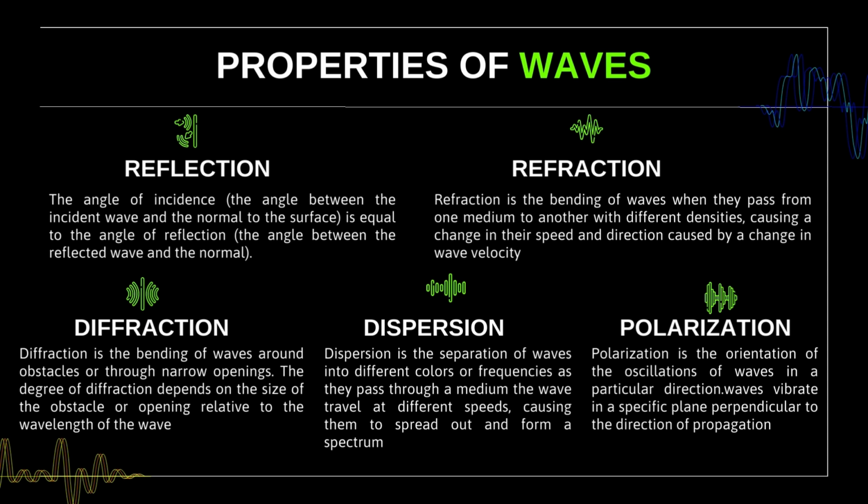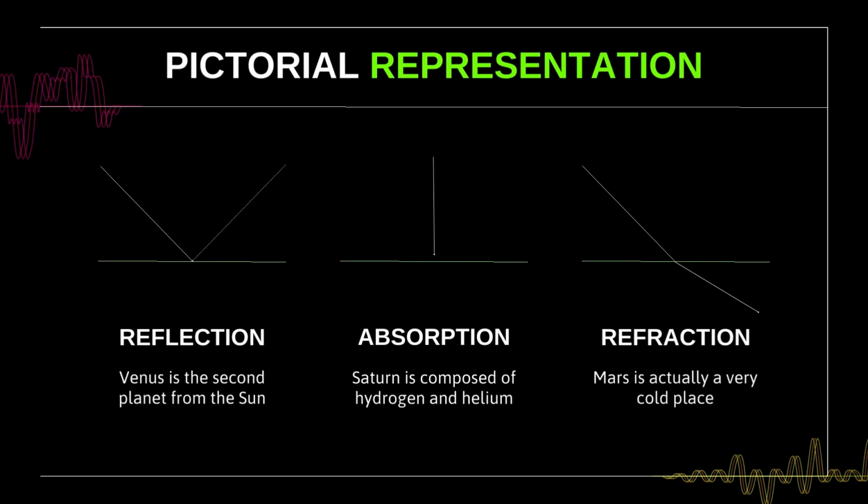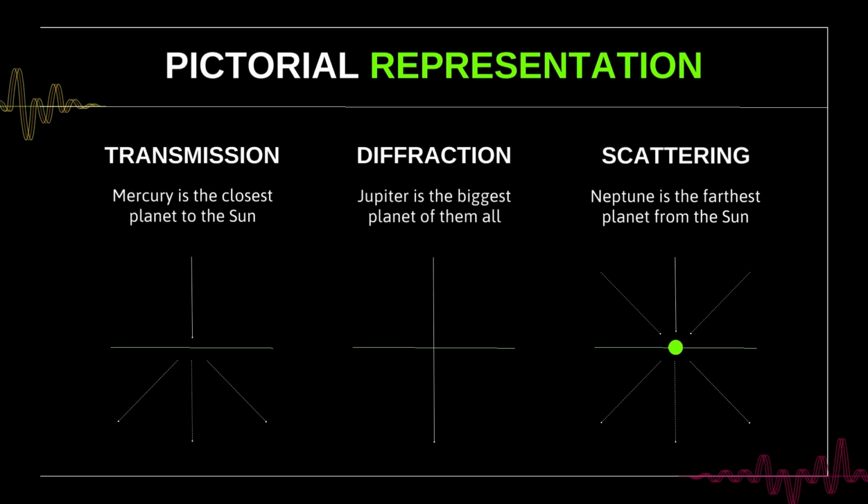Polarization is the orientation of the oscillations of waves in a particular direction. Waves vibrate in a specific plane, perpendicular to the direction of propagation. This pictorial representation shows the behavior of waves under the reflection, absorption, and refraction stages. And this shows the behavior of waves in the transmission, diffraction, and scattering stages.